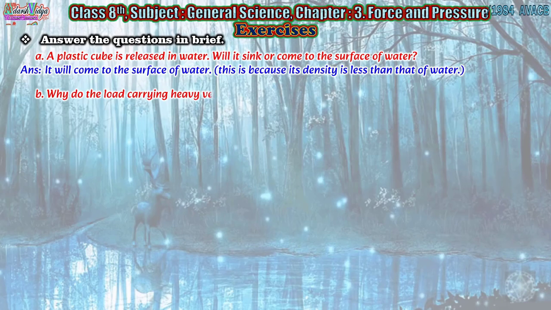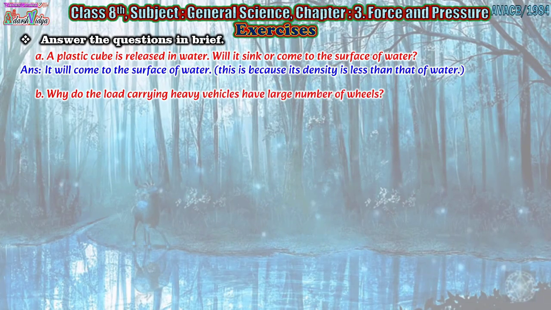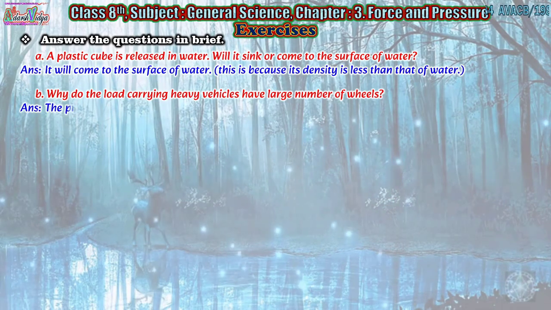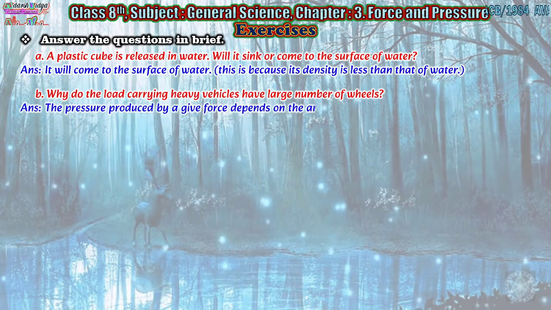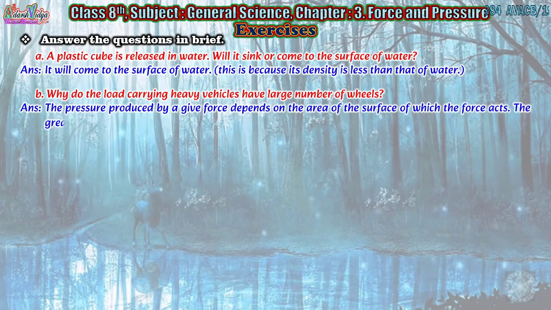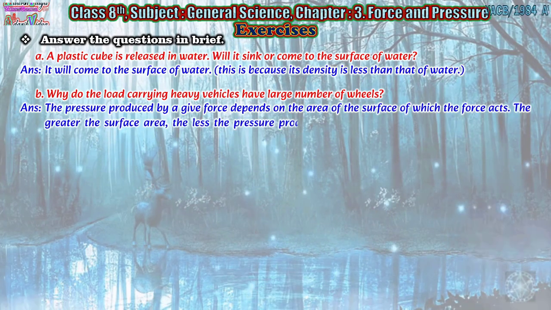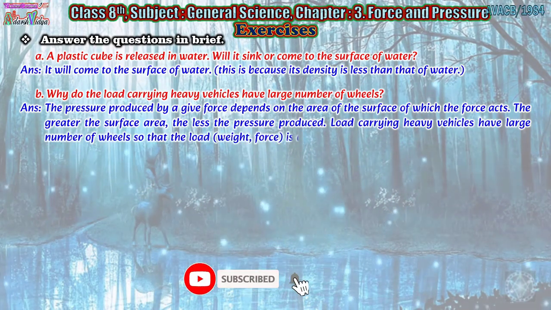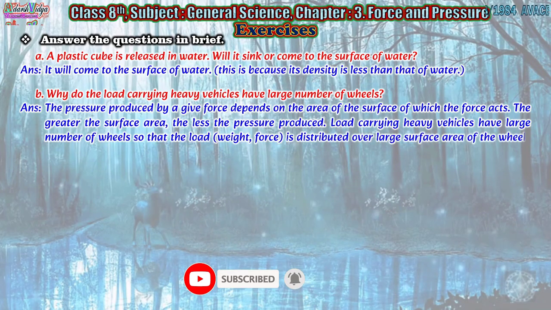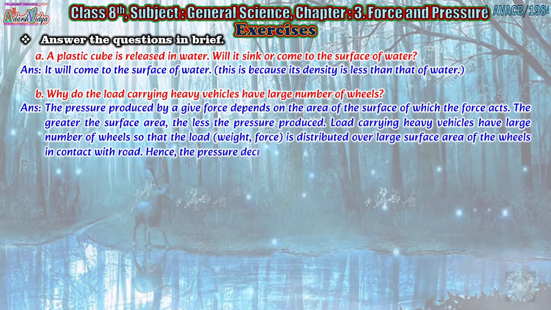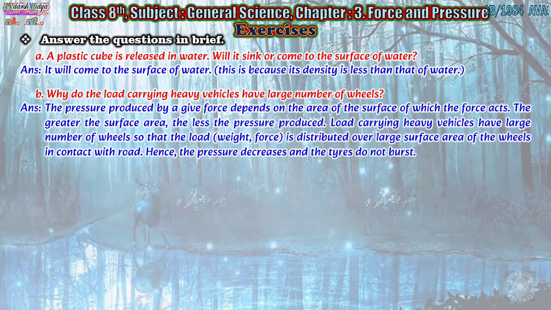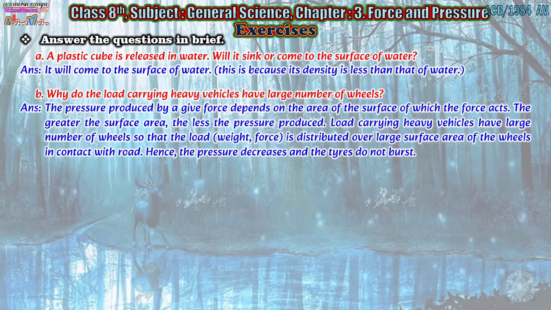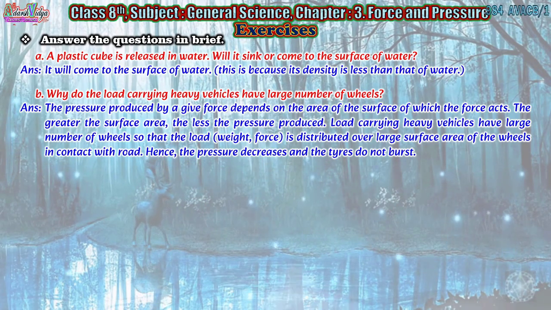Next is B. Why do the load-carrying heavy vehicles have large number of wheels? Answer: the pressure produced by a given force depends on the area of the surface on which the force acts. The greater the surface area, the less the pressure produced. Load-carrying heavy vehicles have large number of wheels so that the load, weight, force is distributed over large surface area of the wheels in contact with road. Hence, the pressure decreases and the tires do not burst.